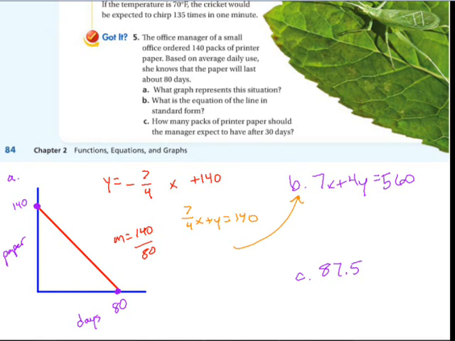All right? Down here, to figure out what about after 30 days, all I have to do is take the equation that I found. It doesn't matter really which one. I'm going to go ahead and just use the slope-intercept one because it was the easiest. Less math. 30 days. Well, the days were the x values. So if I say y equals negative 7/4 times 30 plus 140.